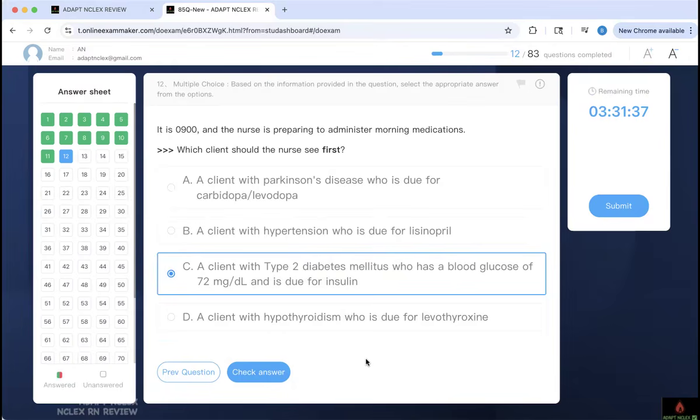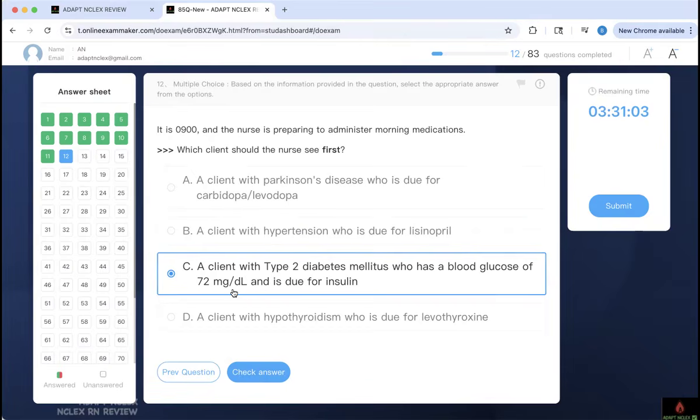Check it and say, hey, I'm going to hold your medication because it's inappropriate. Your sugar is too low, so I have to check on you. Hypothyroidism patient can wait for their levothyroxine. Hypertension patient can wait for lisinopril. Parkinson patient can wait for carbidopa. But with type 2 diabetes, if the sugar is low and you give them their insulin, they're going to become hypoglycemic.